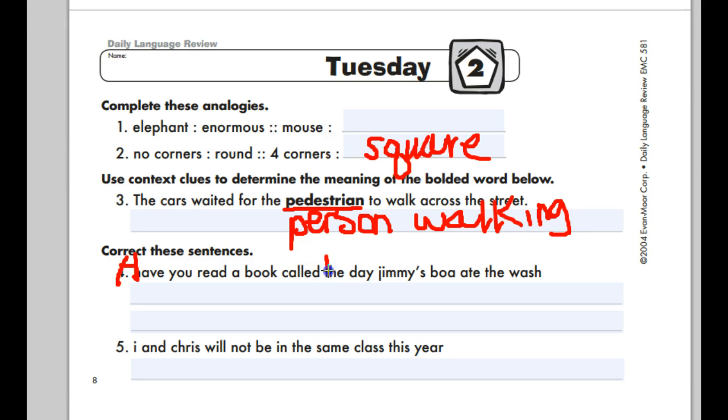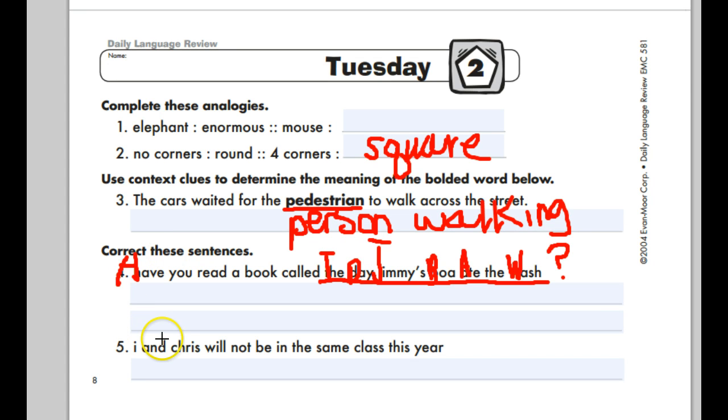So the title is "The Day Jimmy's Boa Ate the Wash." Now this "the" is not really that important of a word, so we're not going to capitalize it. And we have to underline it because it is the title of a book. And they're asking us a question, so we need a question mark. Now, if you find that you've gotten quite a few mistakes, you can press pause on this, fix them, and then start it back up again.